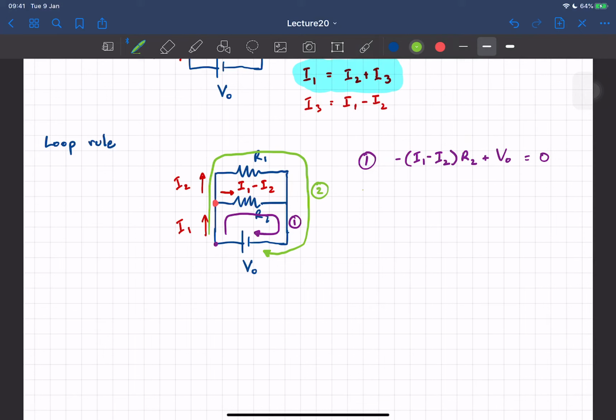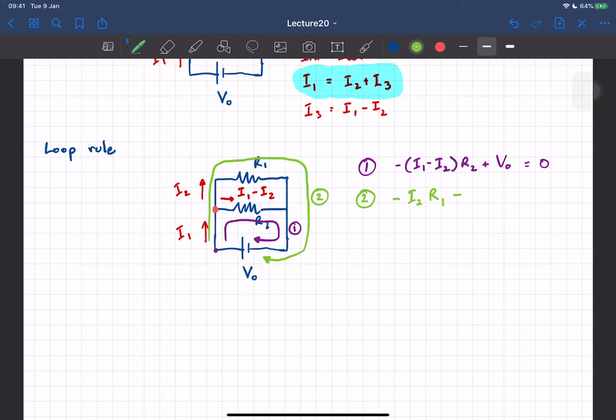Let's do loop number two. For loop number two, you start at the same point, but now you don't turn right at the first junction, you go straight. When you walk here, the current is I1, but when you go across the junction, my setup is to call it I2, because there's no reason I1 has to be equal to I2. So it's going to be I2 going across R1. My first term is going to be minus, because we are going along the same direction as the current. So minus I2 times R1, that's going across that resistor, and then going around the loop and encountering the battery again. So that's going to be plus V0 equal to 0 like this. Okay, so that's the other loop.